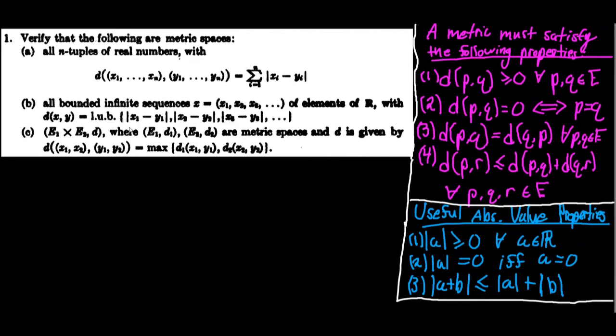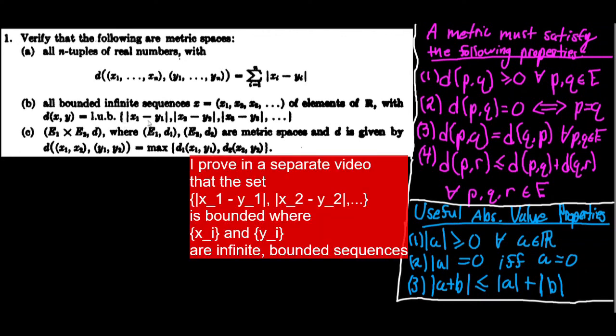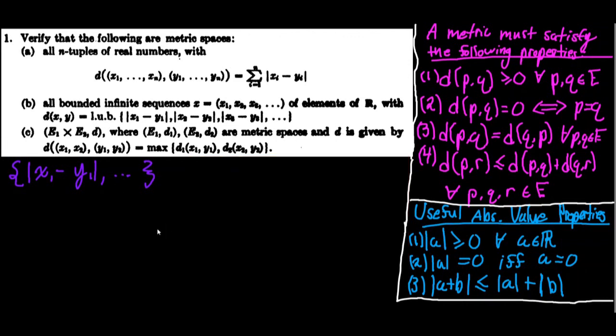And therefore, by the least upper bound property, if a set is bounded from above, it must have a least upper bound. So I actually proved that given any two sequences that are bounded, if x is bounded and y is bounded, then the set x1 minus y1, and so on, x2 minus y2 and x3 minus y3 and so on, the absolute value of those differences, that set is bounded from above and below. I actually have a separate video proving that. I'll link it in the top right corner here and also in the description.